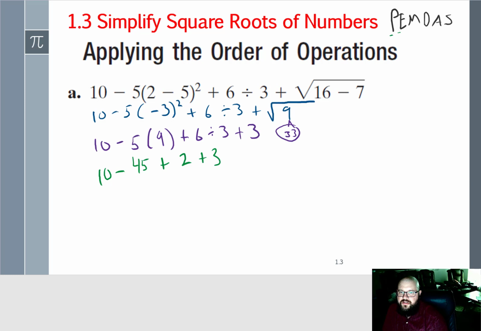Okay. So now we can do addition and subtraction. So let's just go in order from which case it is written. So 10 minus 45 is a negative 35. Because if you're $45 in the hole and you get $10 back, well, you're still $35 in the hole, so you're negative $35. And then let's say plus 2 plus 3 is 5. And then for our last little setup here, negative 35 plus 5. So your bank account says you have negative $35 and your friend gives you $5. Well, then you should have still a negative $30 in the bank.